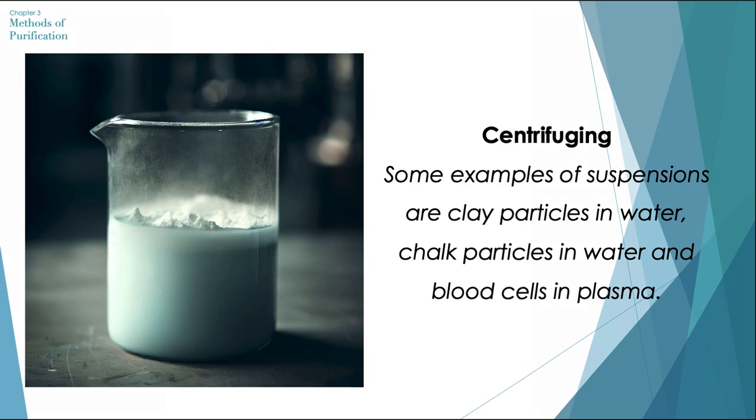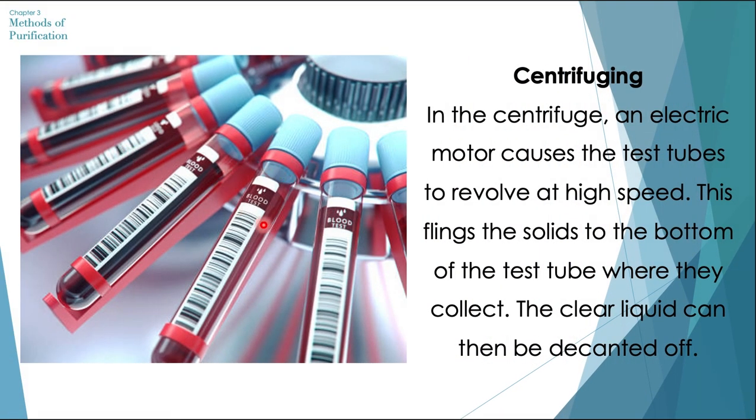So in the centrifuge, an electric motor causes the test tubes to revolve at high speed. This flings the solids to the bottom of the test tube, where they collect. So the clear liquid can then be decanted off.